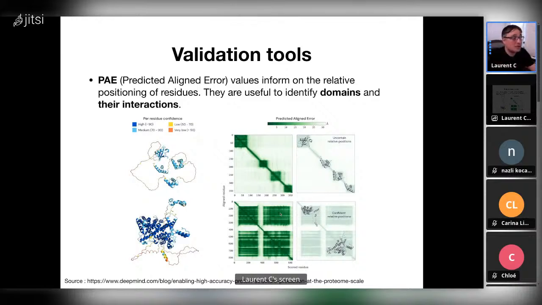And that's something that we use a lot in the lab because it informs us on which domains interact with which other domains. So not even looking at the structure per se, just looking at this quality indicator, we're able to see what are the domains that interact with which domains.